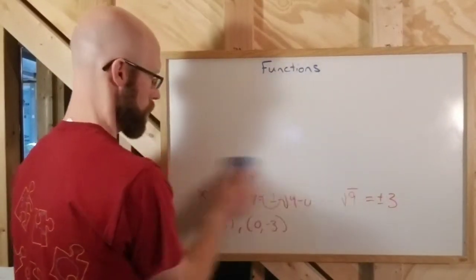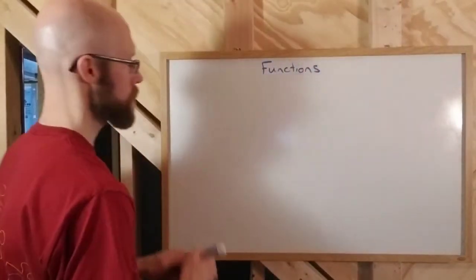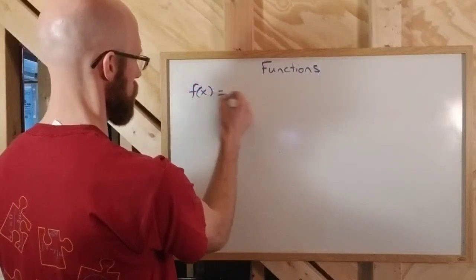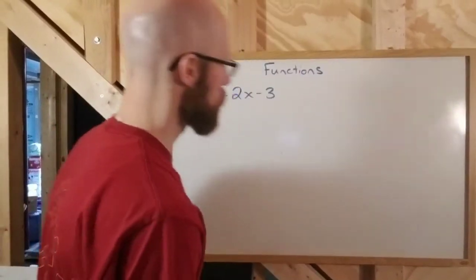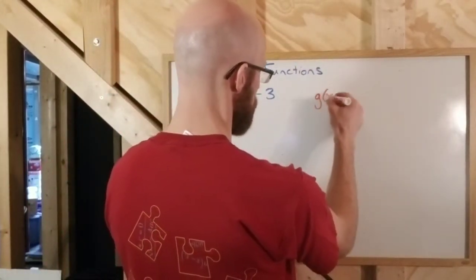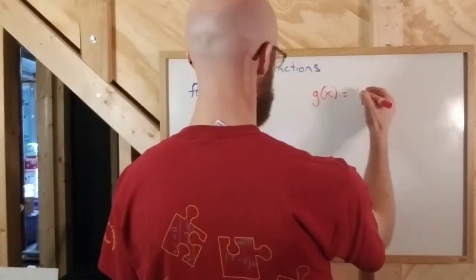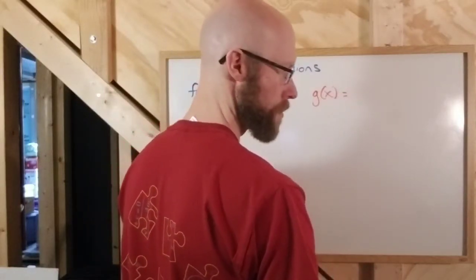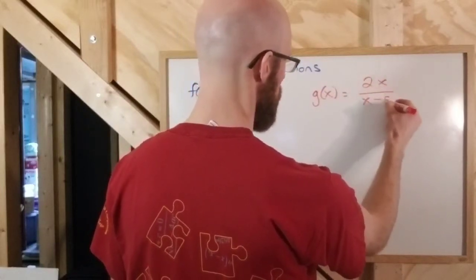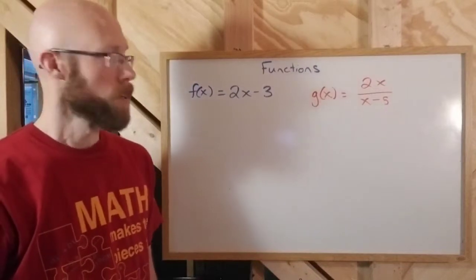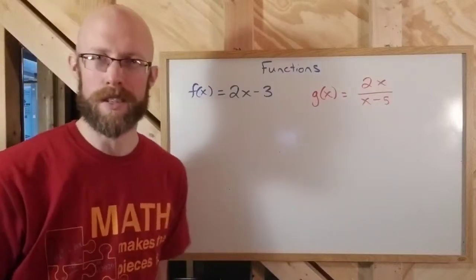So if you imagine having 2 functions, let's take f of x is, let's go with that 2x minus 3 example from earlier. And let's take another function, let's call it g of x, so we're having a different letter there. G of x is equal to, let's do that 2x over x minus 5 like we saw earlier. We'll see what happens here.